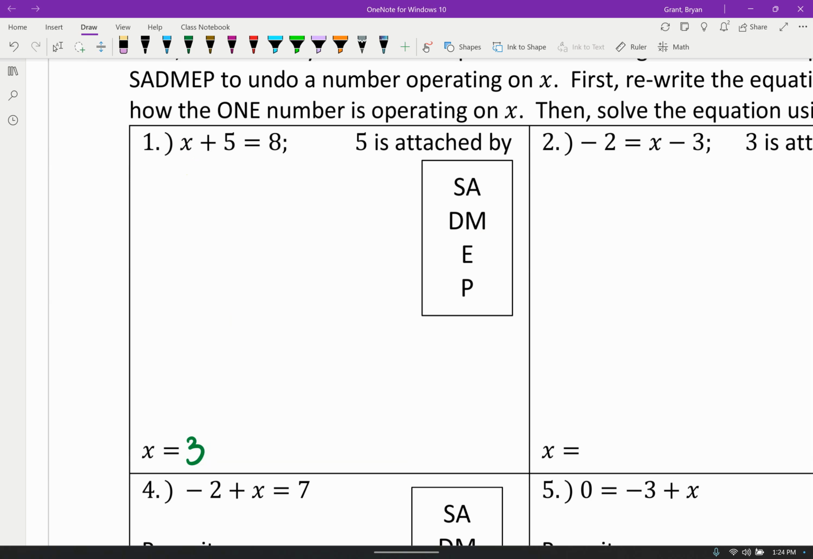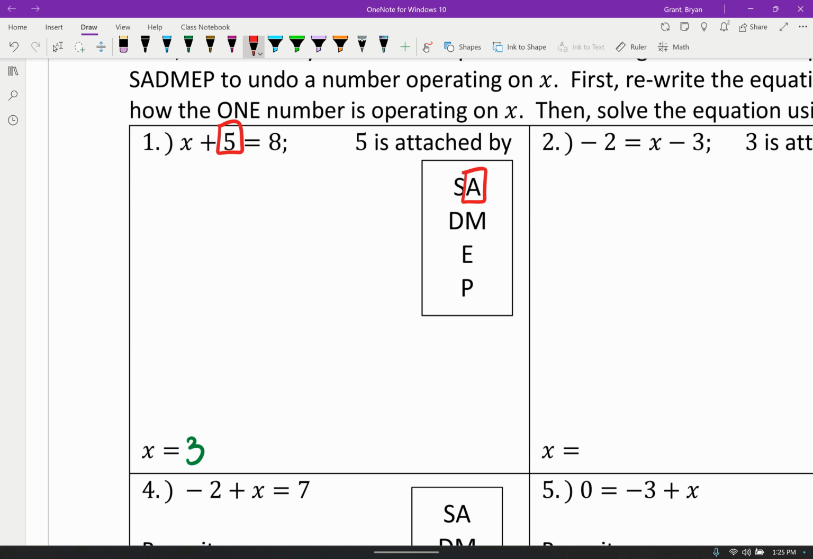Now let's take a look at the work here. You're going to be asked to do two things on pretty much every problem for this video. The first thing we're going to have to do is figure out what numbers are on the same side of the equal sign as x. And in this case, that's a 5, isn't it? And how is that number attached to x? And remember, a number is attached by the sign that's between the x and the number. So the sign that's here is a positive, which means 5 is adding to x.